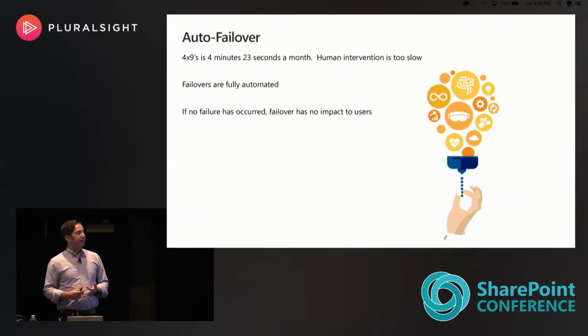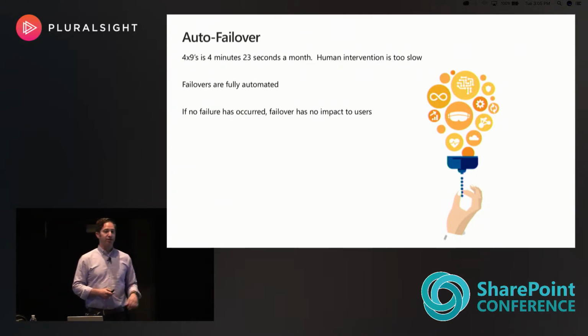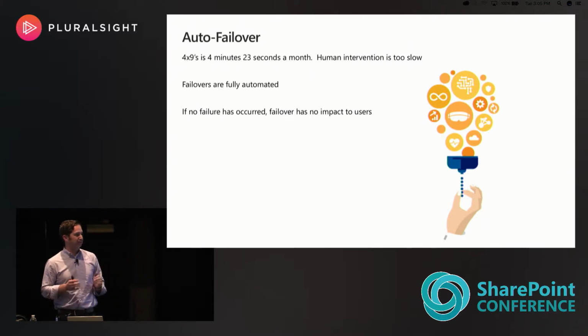Second, we run on a principle where if no failure has occurred, failover has no impact to users. This is important because we want to do failovers all the time. And we never want you to know about them unless something actually bad happened.